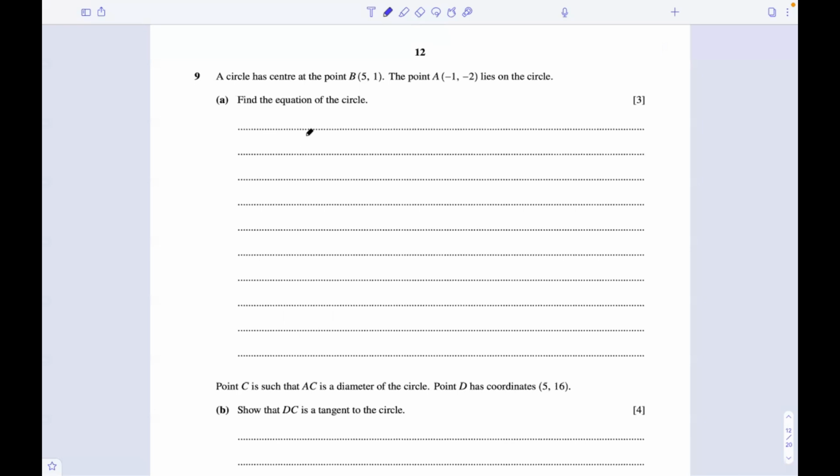And in this question, you have to find the equation of the circle. We know that the equation of the circle is given as x minus a whole squared plus y minus b whole squared is equal to r squared, where a comma b is the center of the circle and r is the radius. So we have the center as 5 comma 1. So we can write x minus 5 whole squared plus y minus 1 whole squared is equal to r squared.